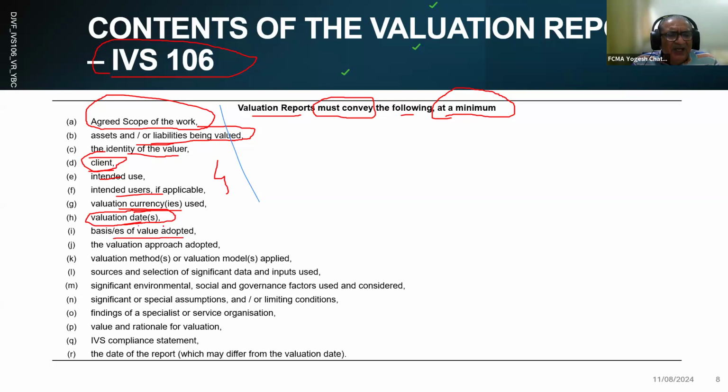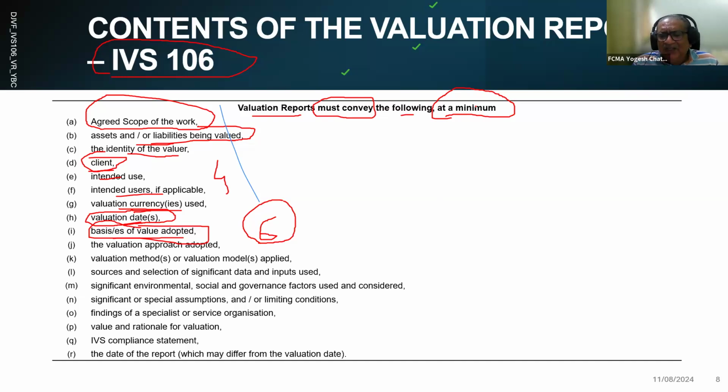Now, the basis of value adopted. We discussed there are six bases of value. Now, you will say all this is theory, we need the practical approach. So what I will do is stop sharing this and take you through it.